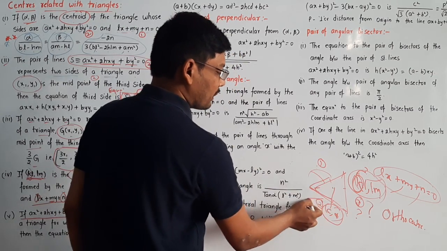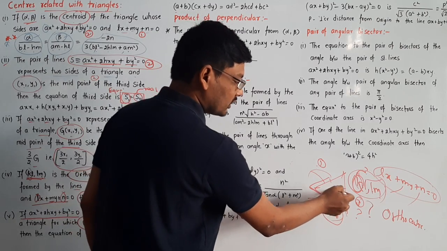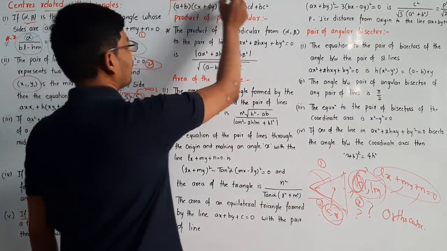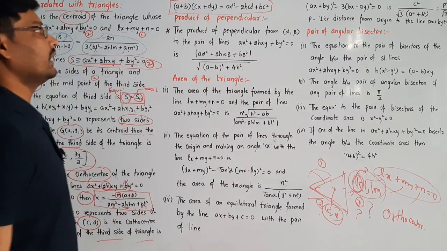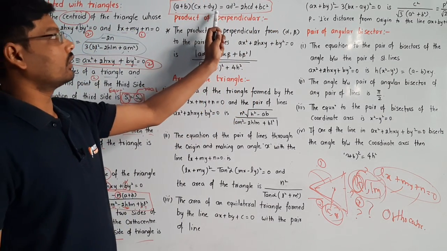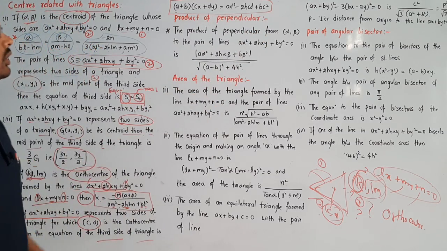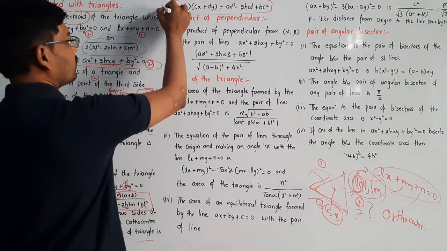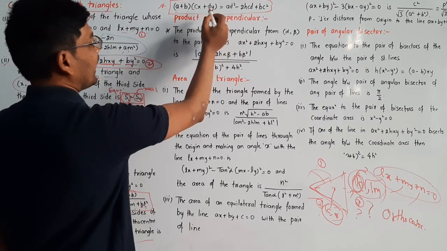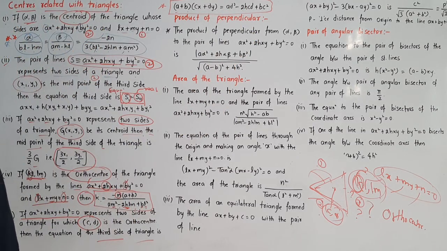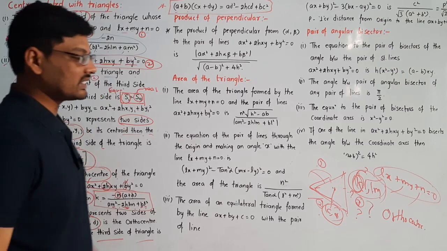So he is given the orthocenter. When a pair of straight lines is given and the orthocenter is given, if you want to find the third side, this is the expression for that: (a plus b)(cx plus dy) is equal to ad square minus 2hcd plus bc square. You can substitute the values of a, b, 2h and c, d.